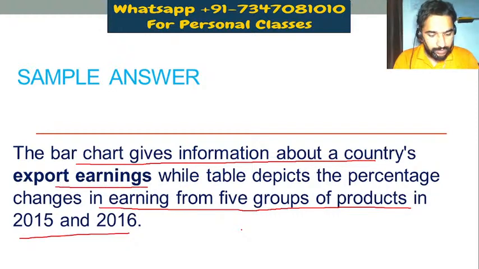Okay, the bar chart elucidates. Vijay said the information about the export of essential commodities of a particular nation during 15 and 16. Tabular chart depicts regarding the percentile alterations in each category, right? Good. Very good, Vijay.